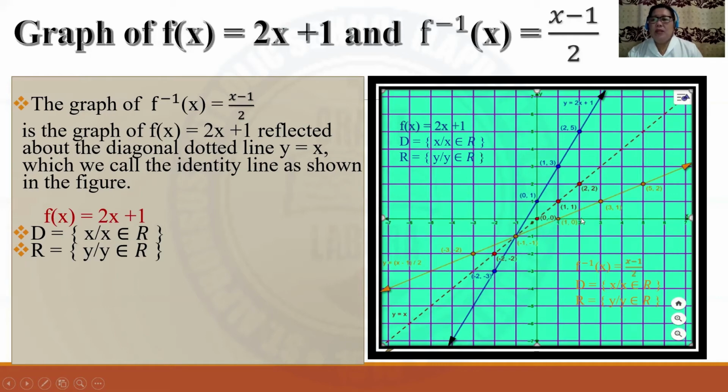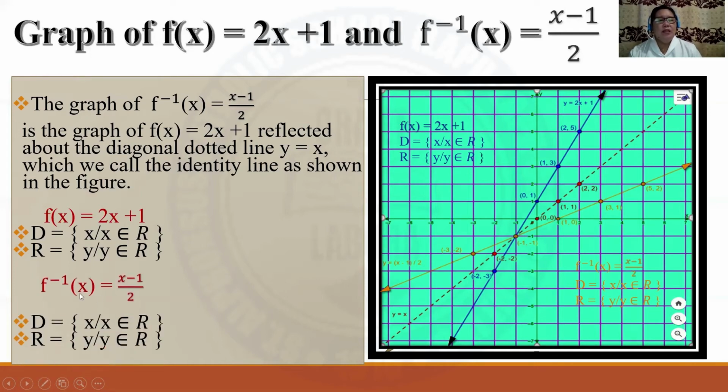You can use all the values of x, from negative infinity to positive infinity. And then for the range, you can use also all the values of y. That is why for the inverse function, still the same, the domain is equal to the set of x such that x is the element of R, and the range is the set of y such that y is the element of real numbers.